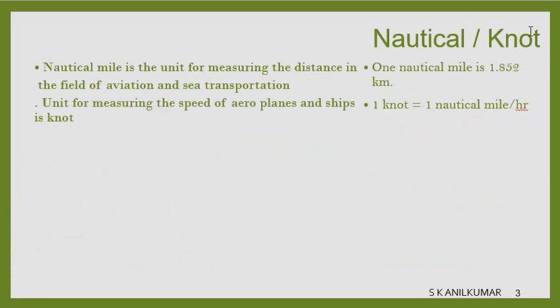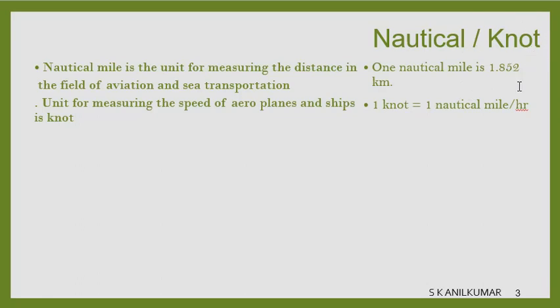What is a knot? When a ship or aeroplane moves, the speed or the distance is measured in nautical miles. How much is a nautical mile? 1.852 kilometers is a nautical mile. This is the measurement.